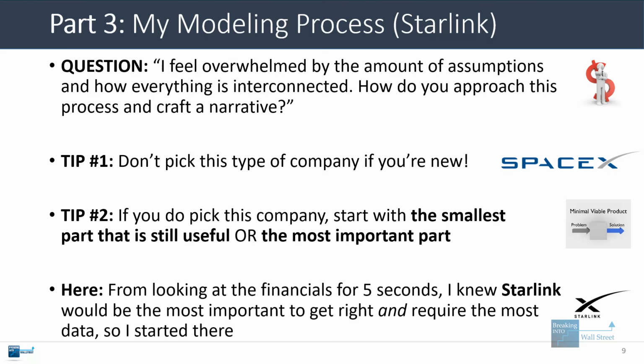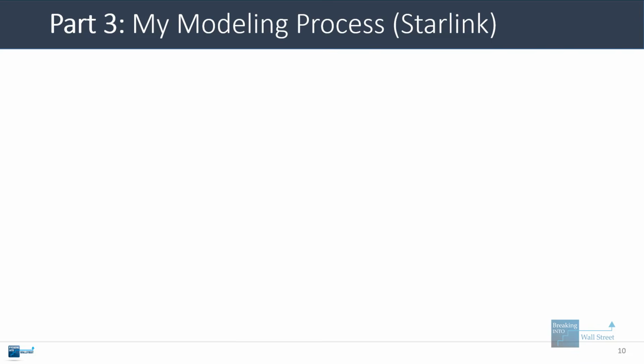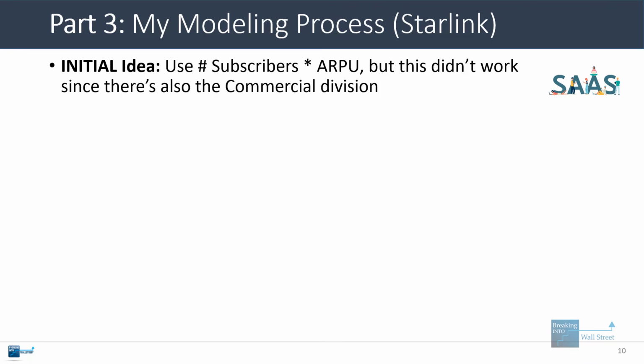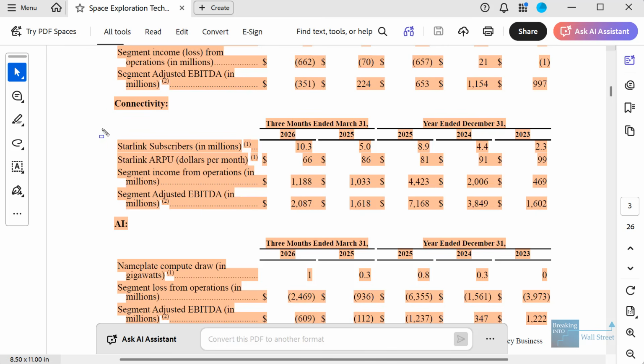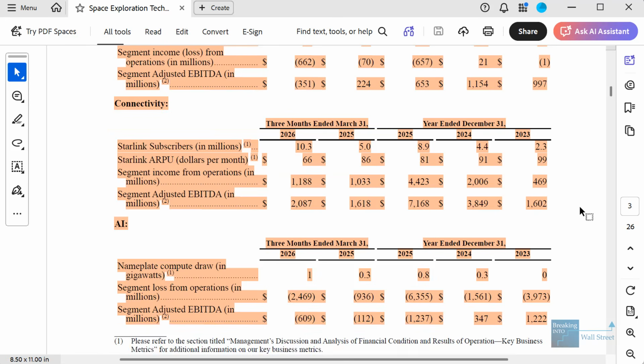I knew also that Starlink would have the most data because it's an established company or a more established division, and there were a lot of comparable companies in this sector. Now, my first thought looking at this was to use the number of subscribers times the average revenue per user, but I quickly realized that this wouldn't work. The specific issue is that if you take these numbers and multiply them, you simply do not end up with revenue numbers that are anywhere close to the total revenue for this segment.